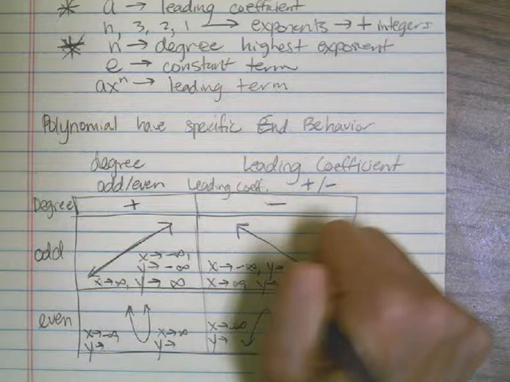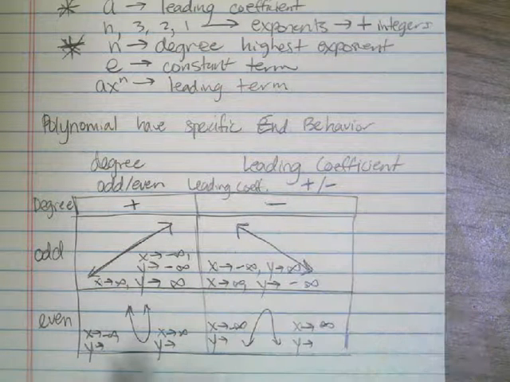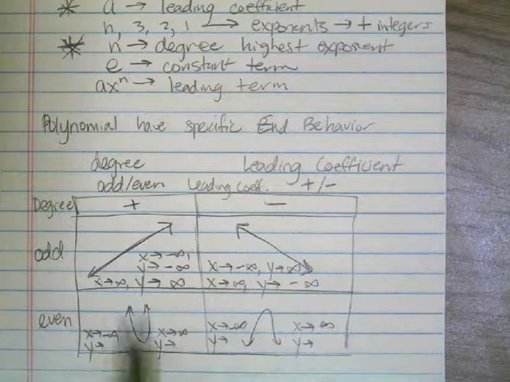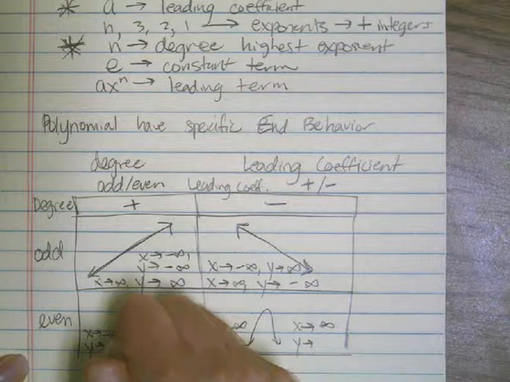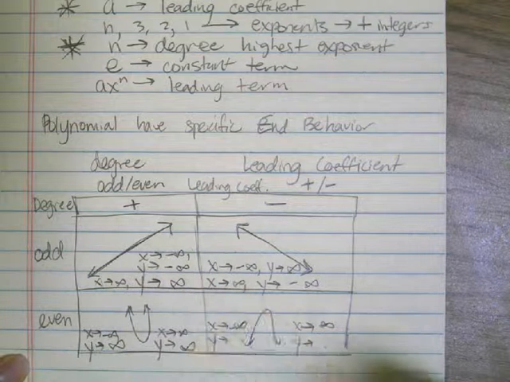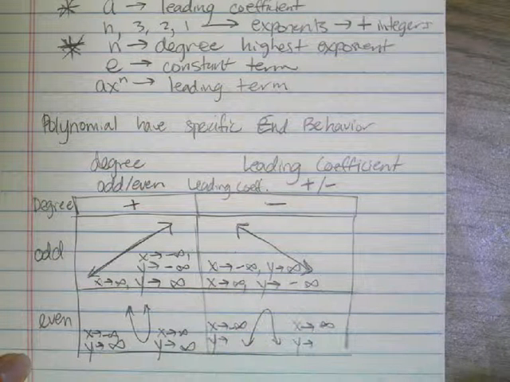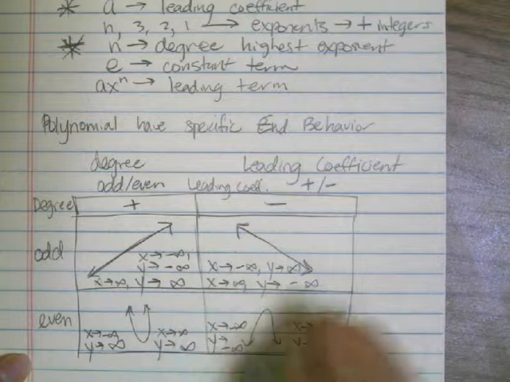Down. The even ones are easier. Why? Because these two both point the same way, right? If they're both pointing up, then you put positive infinity, positive infinity. If they're both pointing down, you put what? Negative infinity, negative infinity.